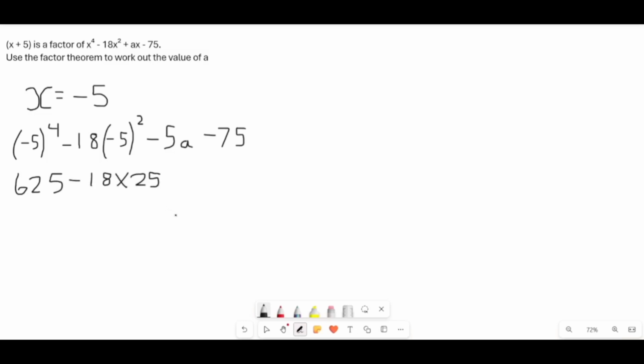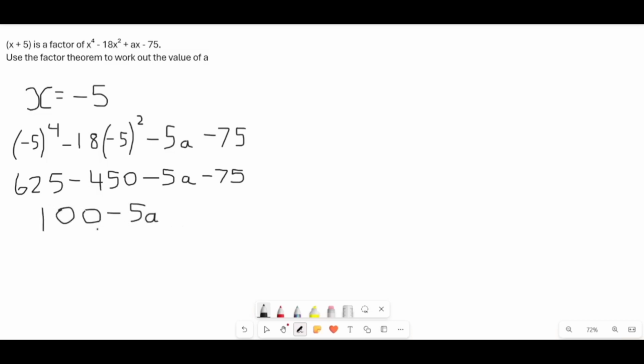And just to save me having to write another line, I'll tell you now that 18 times 25 is 450. And now we're at this point, let's just make it easier on ourselves and subtract away some of the numbers. So 625 minus 450 minus 75, that comes out to be 100.